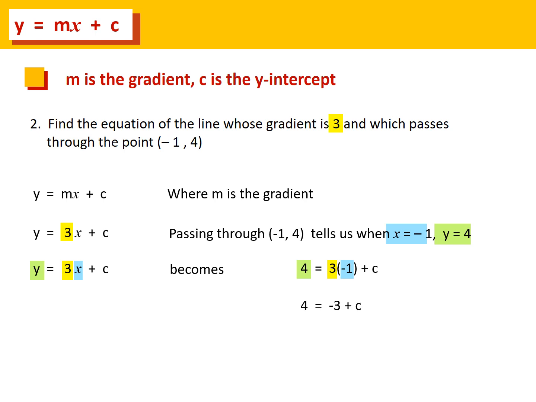We end up with 4 equals -3 plus c. Add 3 to both sides. c would have to be 7. So in fact the equation of our line is y equals 3x plus 7. So the gradient of 3 gave us a 3x, and we had to use the x and y values given to us to find the constant, which in this case was plus 7.